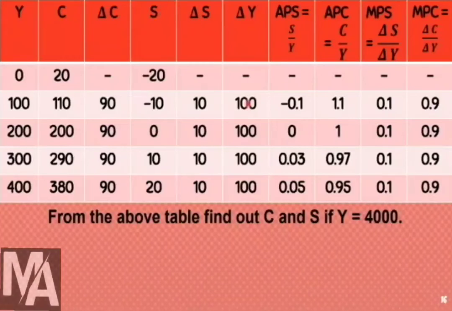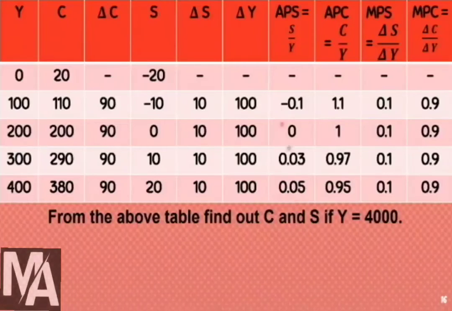And now we are going to find out APS, APC, MPS, and MPC, because the necessary information is already with us. So APS is nothing but S divided by Y. Minus 20 divided by Y, we cannot divide that. The next is minus 10 divided by 100, which is minus 0.1. The next is S, 0 divided by 200, once again 0. 10 divided by 300 is 0.03, and 20 divided by 400 is 0.05.